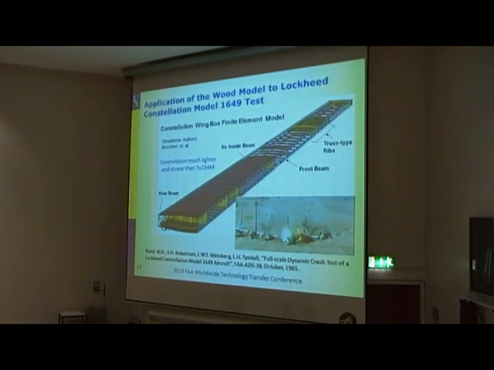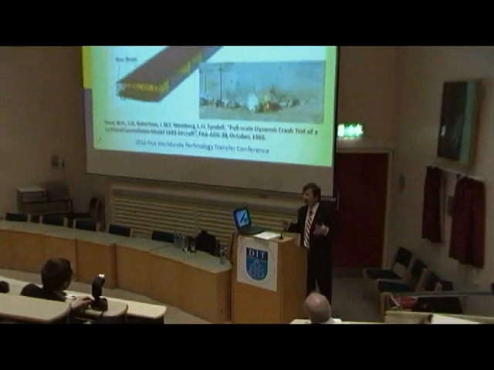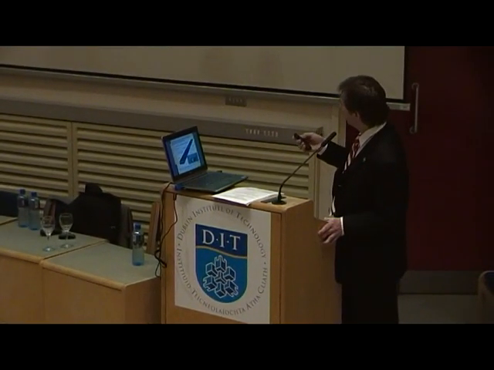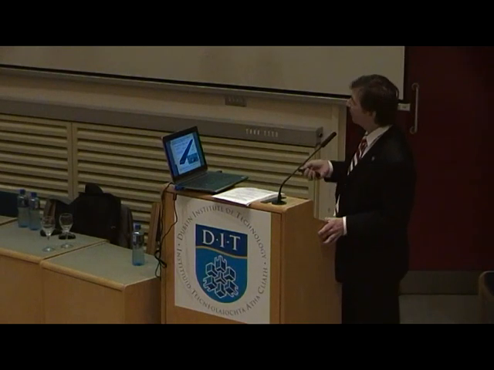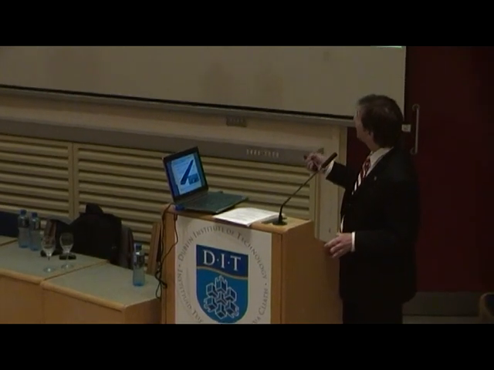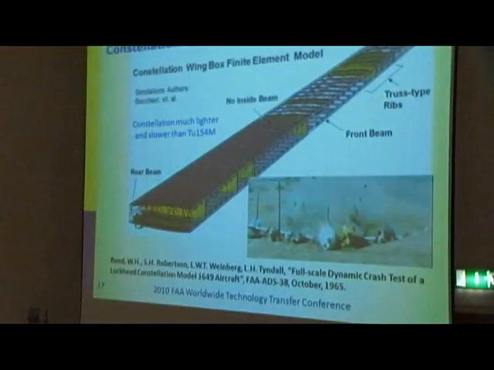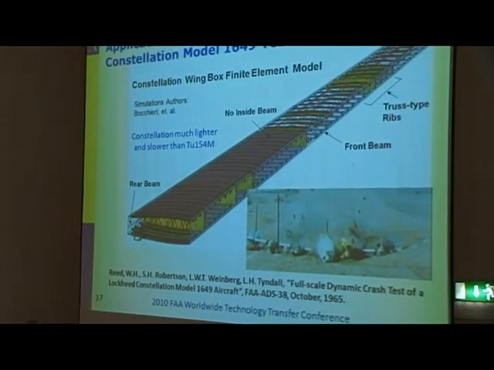So if your objective is to have an airplane that is flying much slower, which was the case of Lucky Constellation, and much lighter, then the wing must be much lighter and weaker as well. In fact, it has only two spars, front and back, and has the truss instead of ribs. So it's a very light structure.